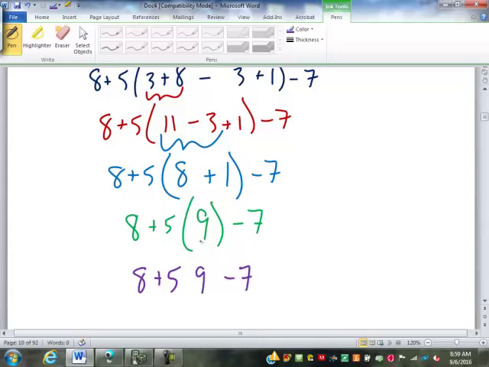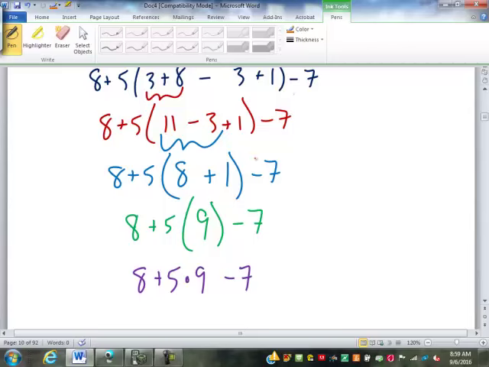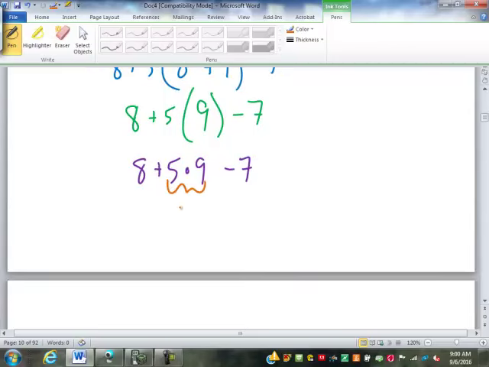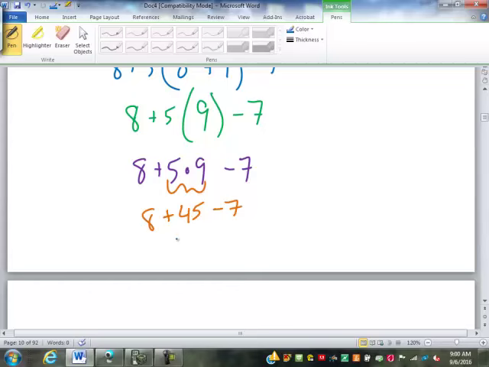Now in this case, there was a 5, a number in front of the parentheses with no symbol there. What do I have to put in when I take out the parentheses? The multiplication. Very good. So now my next step is going to be to multiply. 5 times 9 is 45. Then we have 8 plus 45 is 53. Minus 7 is 46. What do you think? Not too bad? Okay.